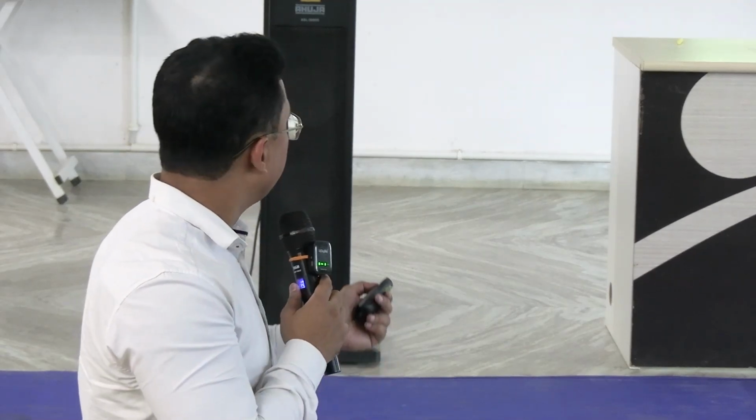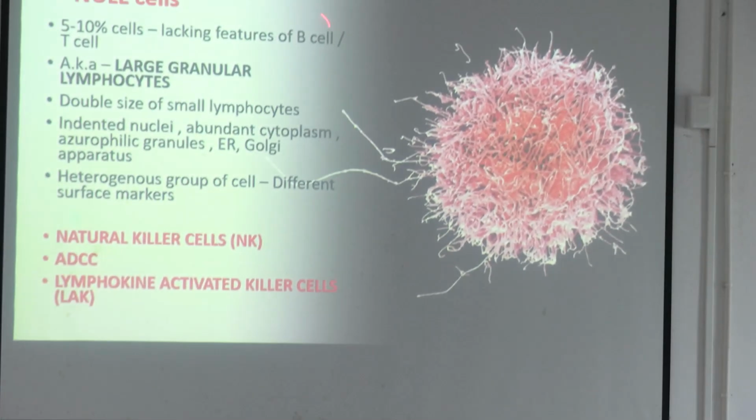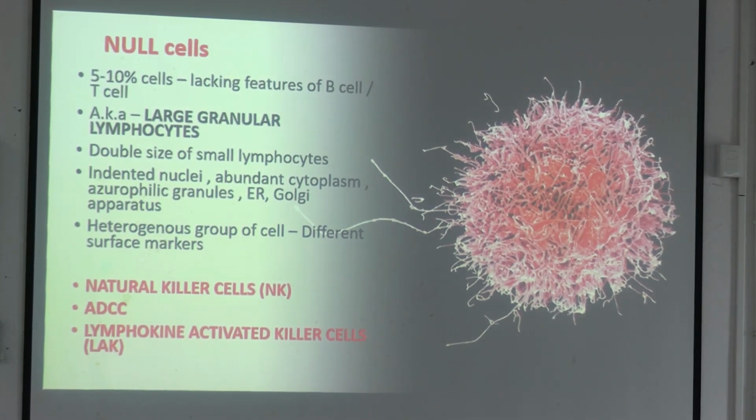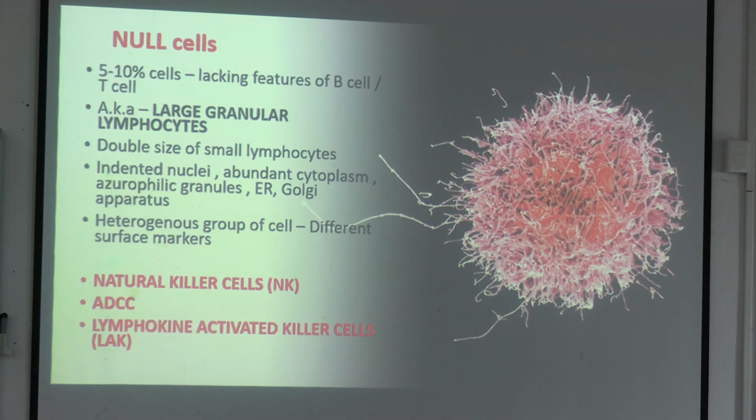Now coming to the next effector cell, those are the null cells. Why are they called null cells? Because they lack a feature of B cell, and they also lack a feature of the T cell, but they are cells of the lymphoid system, they are cells of the immune response. So what are they called? They are called large granular lymphocytes, okay? So they are double the size of the small lymphocytes, and they have some granulation, they have some abundant cytoplasm, azurophilic granules, they have endoplasmic reticulum, Golgi apparatus, and so on.